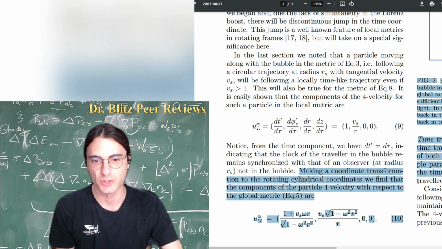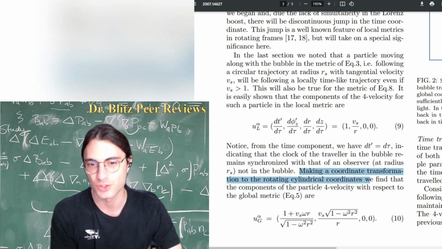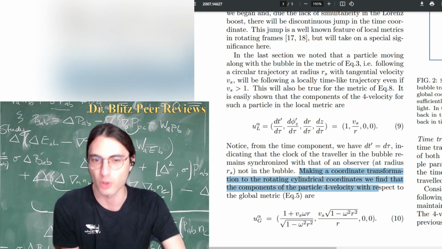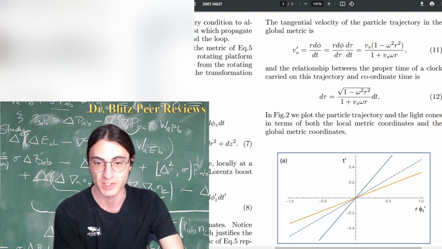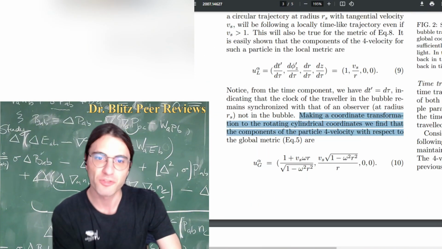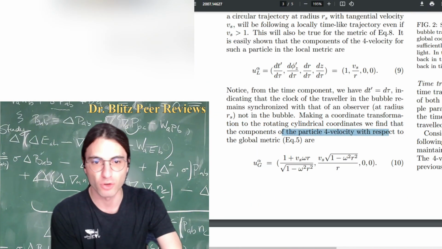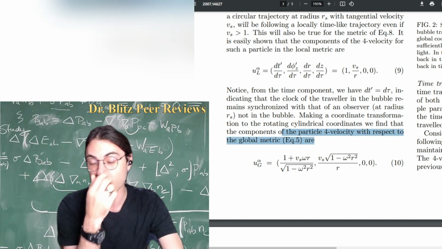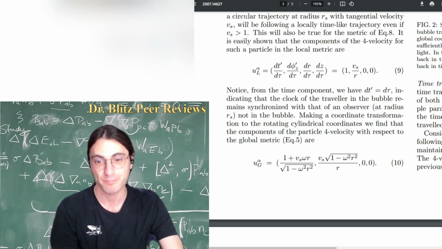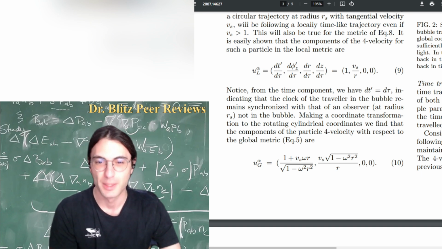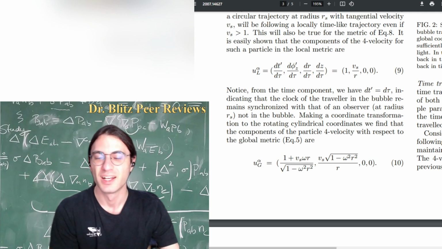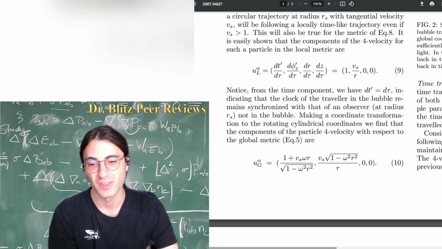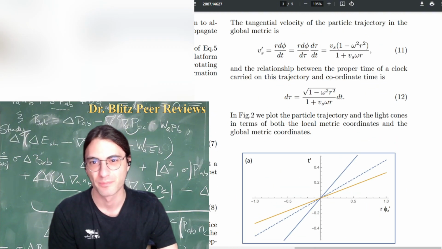Making a coordinate transformation to the rotating cylindrical coordinates, we find that the components of the forward velocity, so now they're transforming back to the rotating cylindrical coordinates, we find that the components of the particle forward velocity with respect to the global metric are this. This is probably going to be weird. And they're about to point it out, so I'm not going to spoil it.